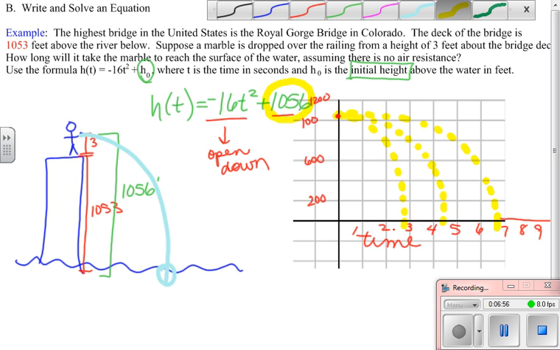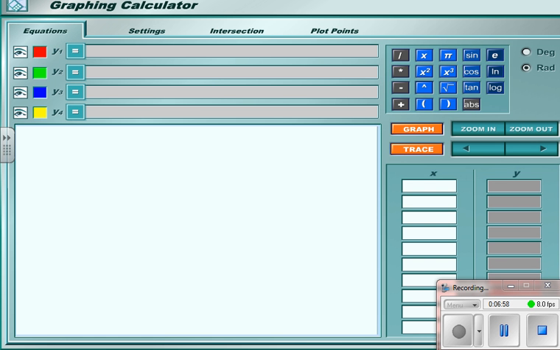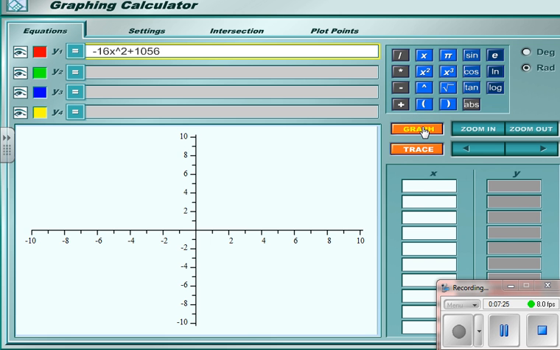Now we could work this out algebraically and figure it out, but a graphing calculator is a great tool. One we could use is this online graphing calculator from Holt Reinhardt. We're going to go ahead and put our equation in, and our equation was negative 16x, we're going to use the caret, squared, we could have used this one, but either one is fine, plus 1,056. And we're going to say graph.